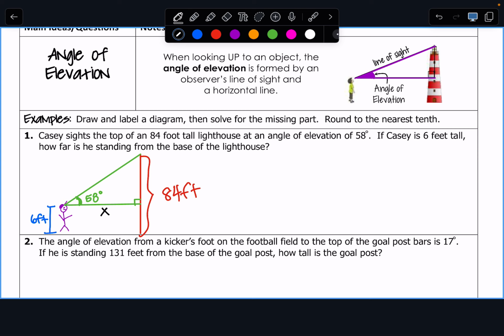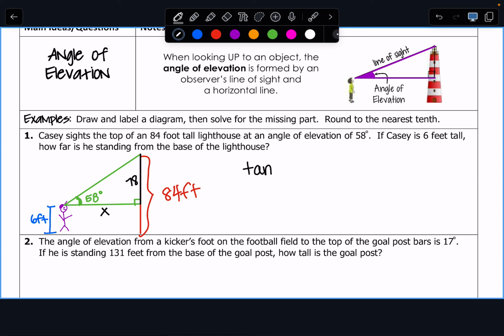84 is not the length of the opposite side. What is the length of the opposite side? 84 minus the 6 feet tall that Casey is. Okay, so now we know the 78 is our opposite side. X is our adjacent side. Which trig function is going to be our friend?